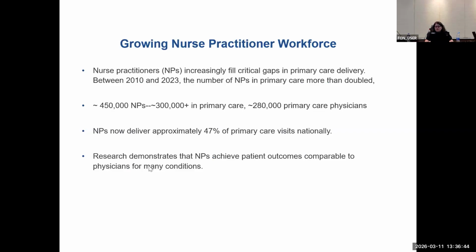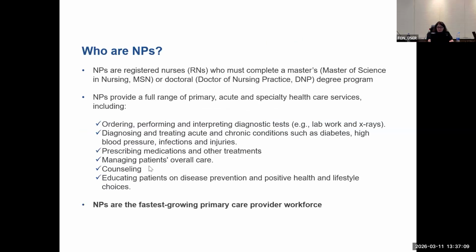Some say that about 47% of primary care is being delivered by nurse practitioners in the country. Right now in the US, there are about 450,000 nurse practitioners and about 280,000 primary care physicians. And many, many studies have demonstrated that nurse practitioners deliver good quality care and their outcomes are comparable to those of physicians. So, who are NPs?